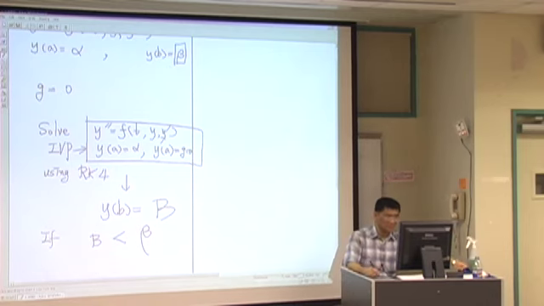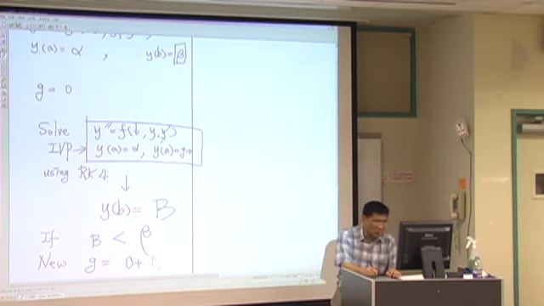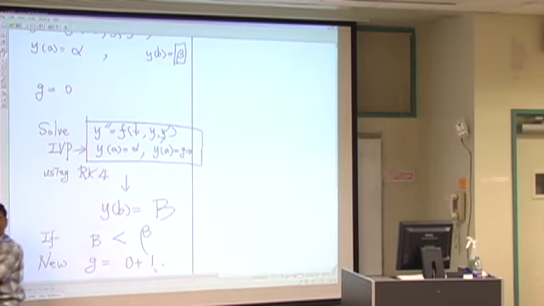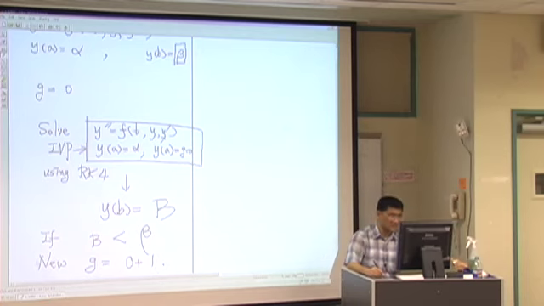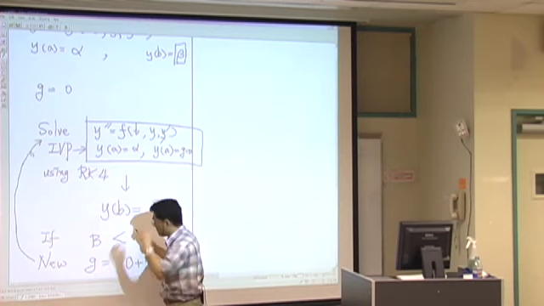Now, a new G should be found, right? So the new G is, for instance, the previous G plus some number, such as 1. And then do the same thing. After doing this, we return back to this, and then check whether this happens or not. If this happens, we increase one more.